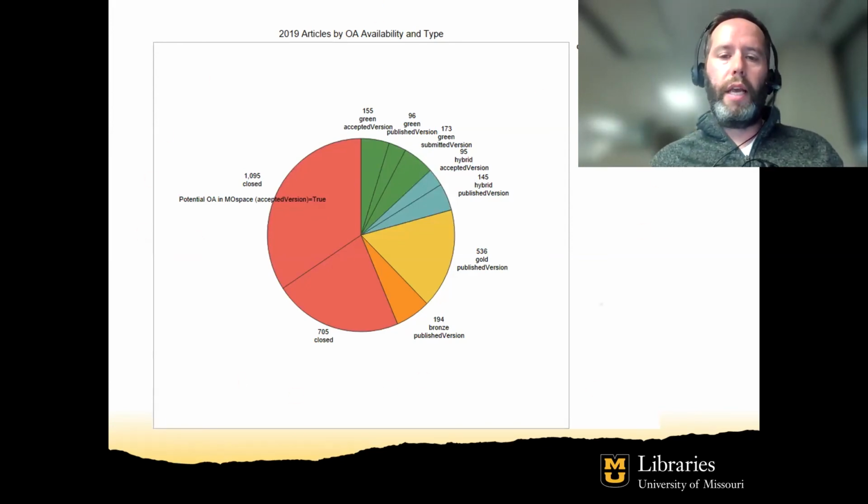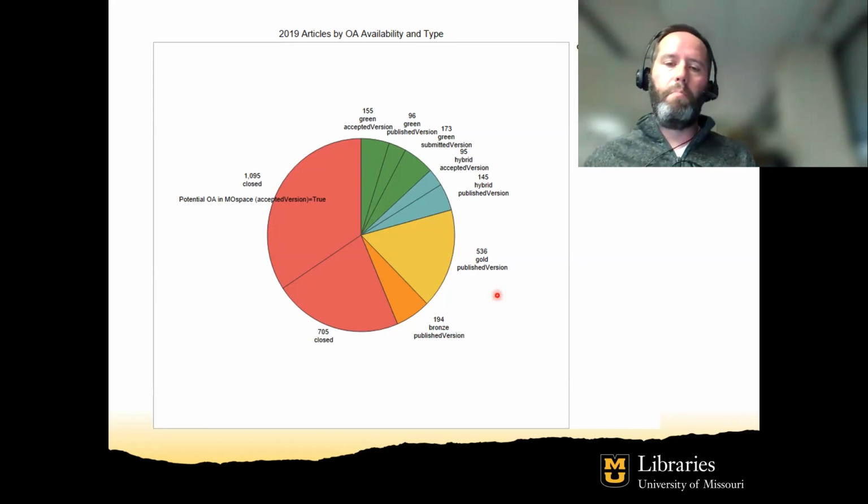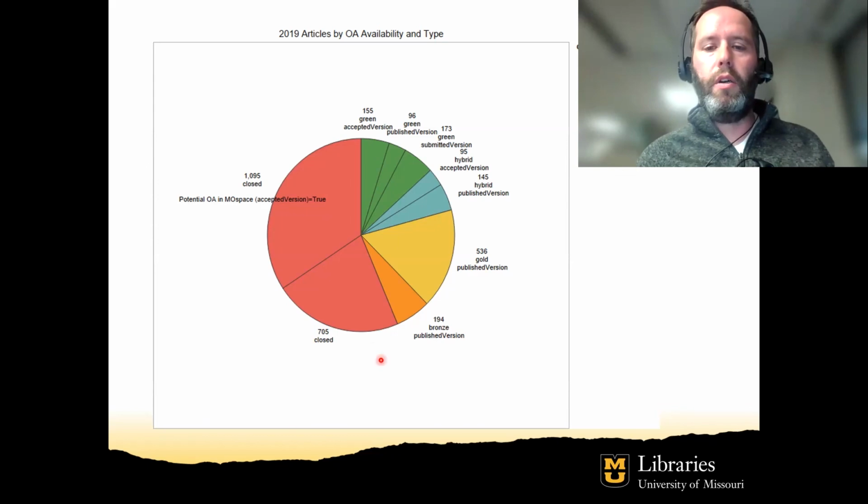One of the things that we look at is how our MU authors are publishing their work. And so for 2019, this is a chart of how many articles published by MU authors are available in some form of open access. And that's our green, and blue is hybrid. And then we've got gold and bronze. And so this non-red slice here is our percentage of articles available open access. And so that is about 40%, if I remember correctly. And the other 60% is currently closed.